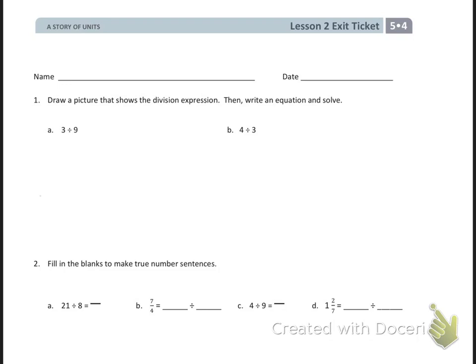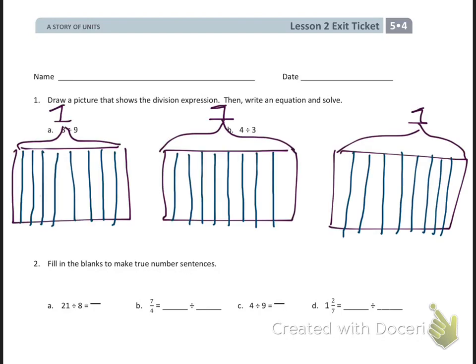To do that in a picture, we would draw 3 wholes and then divide each whole into ninths to show division of 9. So I'm going to do that. Okay, so now that I've drawn 3 wholes and I've cut each whole into 9 equal parts, I'm going to show that in a division expression or an equation. So I have 3 and I divided my dividend of 3 by 9. And now I have 27 ninths.